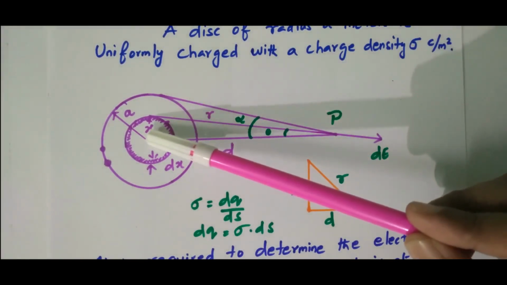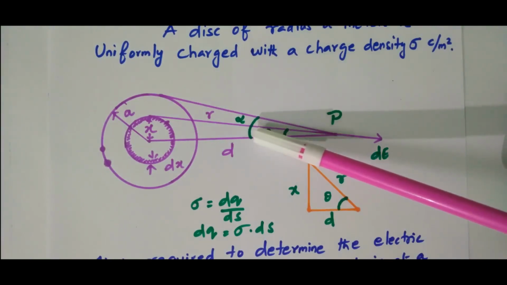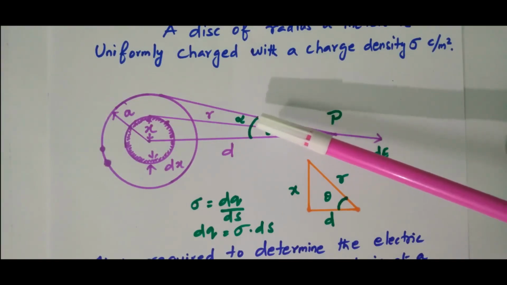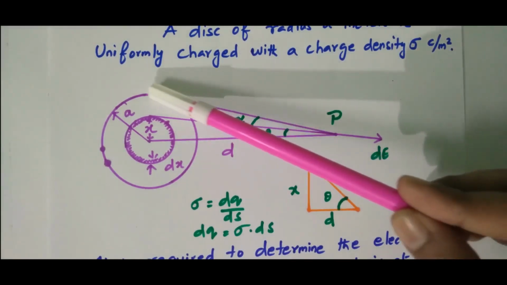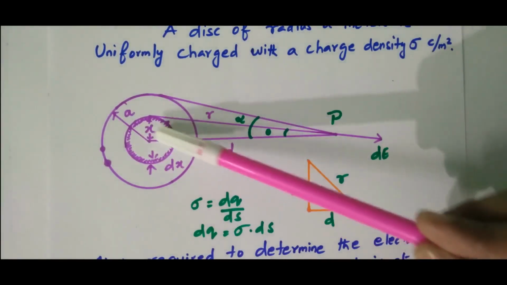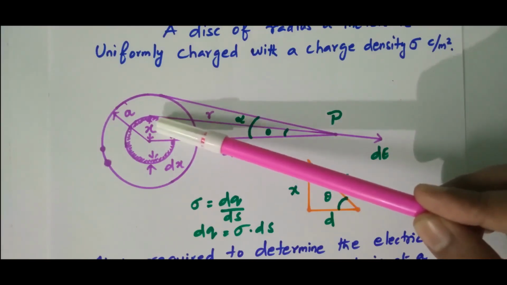The radius increases from 0 to a. So in terms of angle, it increases from 0 to alpha. During the limit, we need this value alpha, right? So we have the charged disk with radius a. It is assumed to be made of several rings. We consider one ring at a distance x meter.